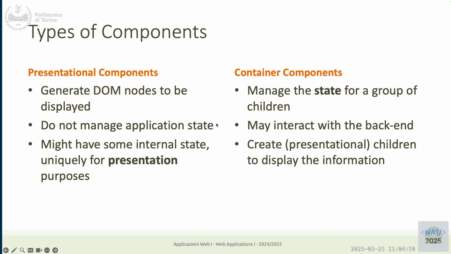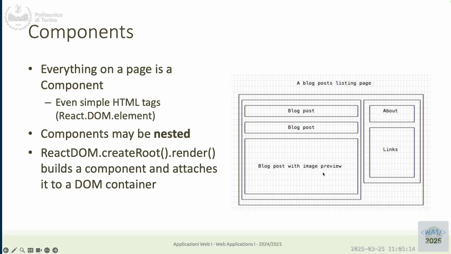Okay, we will consider that there are basically two types of components that we create normally. There are some, these are called presentational components, or I would say just leaf components. They're the components that actually display something. For example, this blog post with image preview or blog post will display actually the content of the post. And so they will take some data and create some HTML itself.